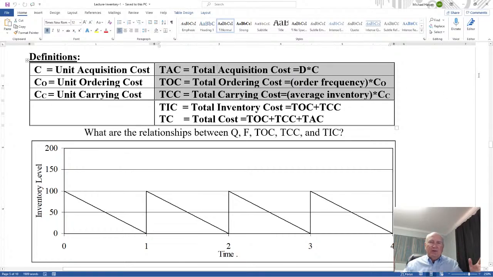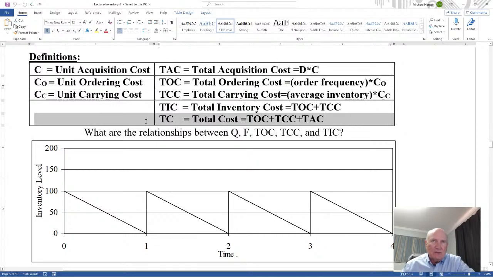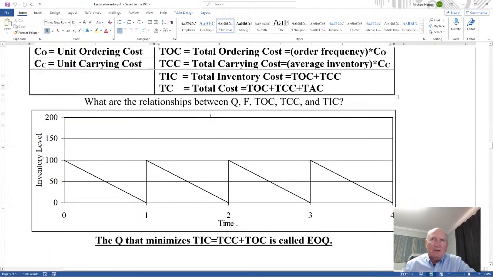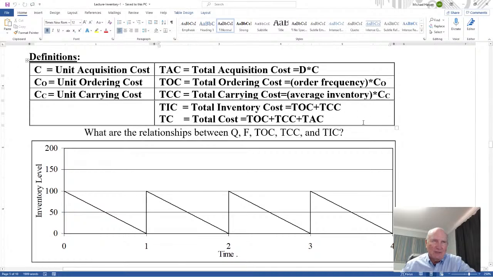Could be over a year, could be over a quarter, could be over a month, could be over 10 years, however you want to do it. But the time units are going to be important to get the right values. If I add the ordering and carrying cost together, I call that the total inventory cost. If I add all three together, I call that the total cost. Okay, now what are the relationships? There's a bunch of equations floating around here. Let's get some concepts going here.